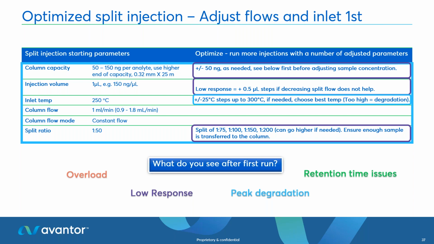Retention time issues, obviously this is a big area. So this is just from the method development, the first injection perspective. Just adjust the flow, make sure it's consistent, make sure you've got it in constant flow or constant velocity mode. And then just adjust the flow rate or the velocity by some steps and just see if this makes a difference.